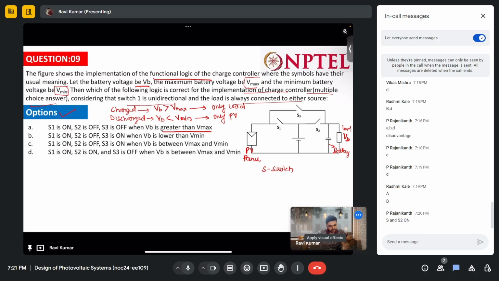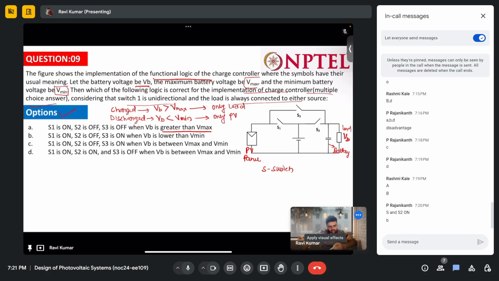As it is fully charged because VB is greater than Vmax, S1 is on, S2 is off, S3 is off. So the first will not be there. First is not the right answer. Okay, now let's see the B.